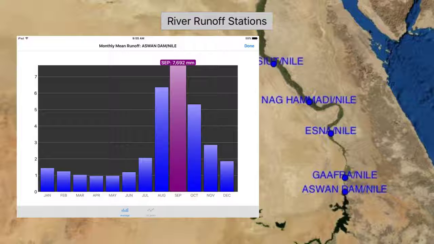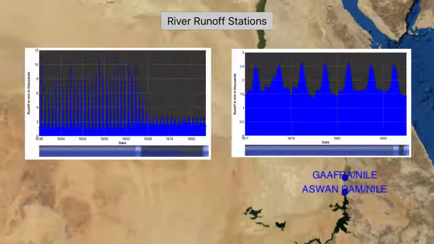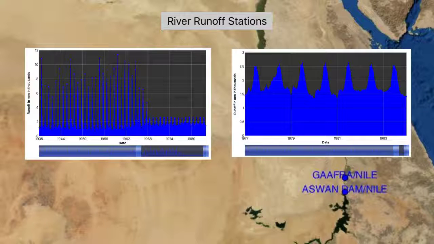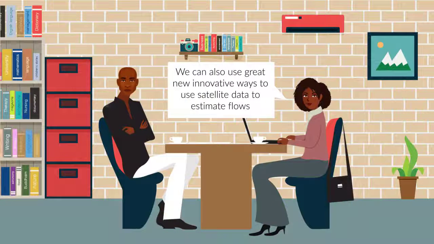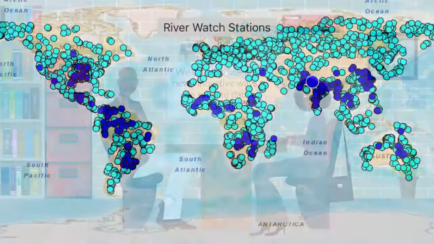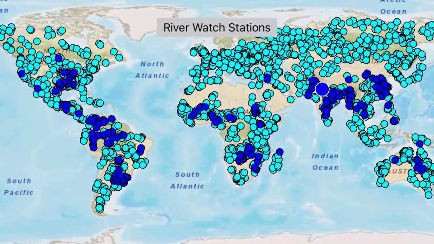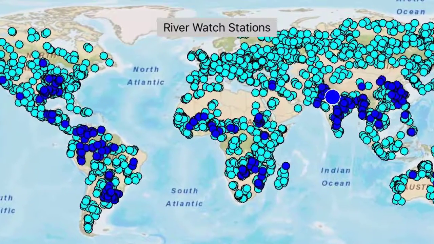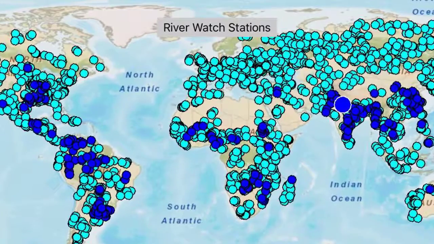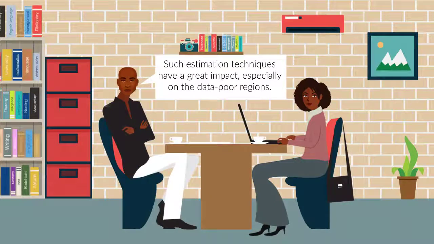Here you can see the monthly mean runoff for Aswan and see the difference in flows before and after the Aswan Dam was built over the Nile in 1970. Great, isn't it? We can also use great new innovative ways to use satellite data to estimate flows. For example, the River Watch stations from the Flood Observatory to explore flows as estimated from an eye in the sky. Such estimation techniques have a great impact, especially on the data-poor regions.